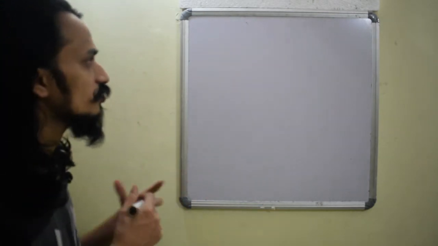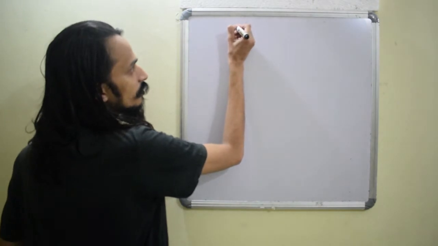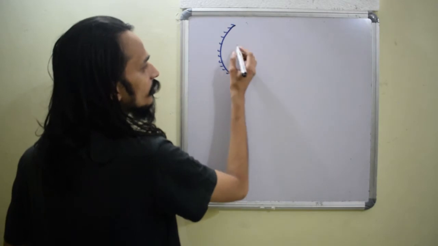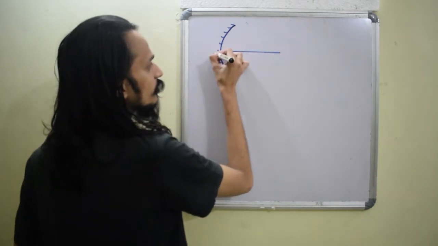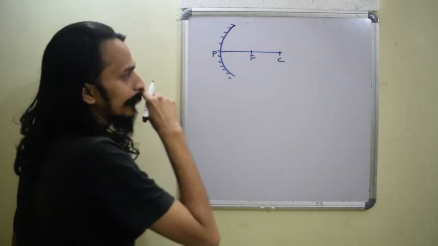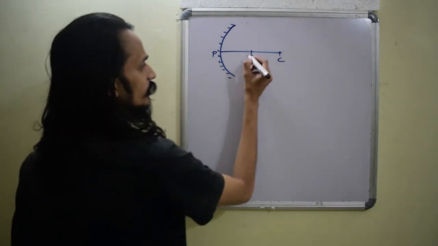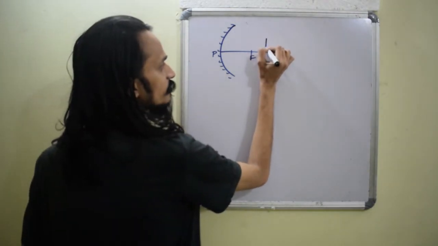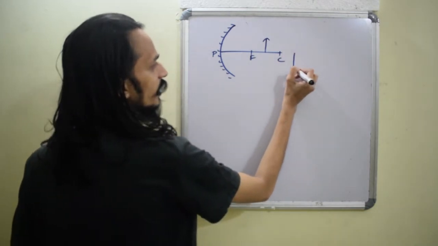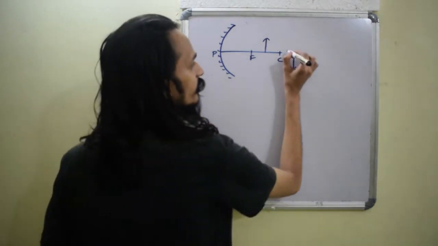Just to make it a little easier to understand, I am going to draw the diagram of a curved mirror. I am going to take a concave mirror with F and C. Now I want to take one of the cases that we know: if the object is between F and C, the image is formed behind C. If you remember, this is one of the cases that we had, right?